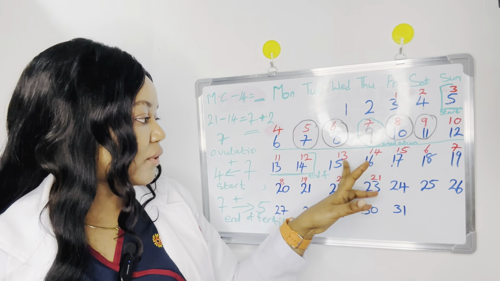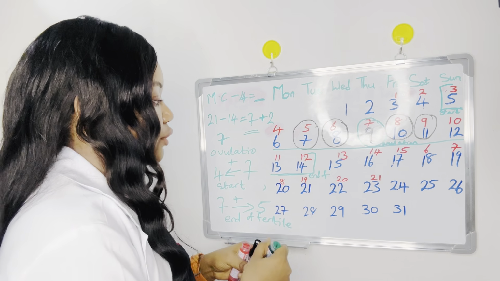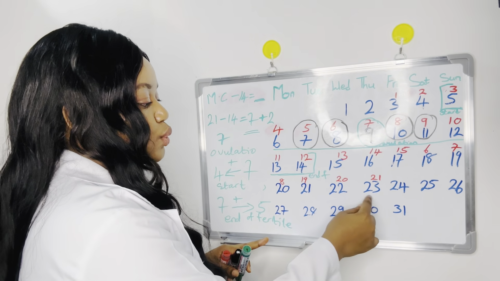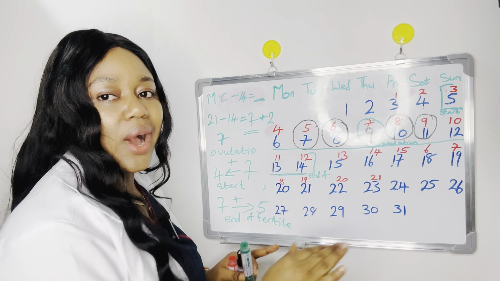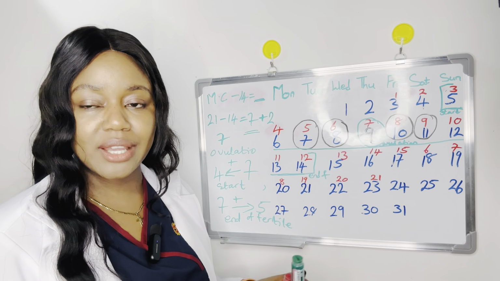But in case you are having sex outside of your fertile period, all of these other periods, starting from the 15 to the 23, you are safe. So you can equally have protected or unprotected sex. You will not get pregnant.